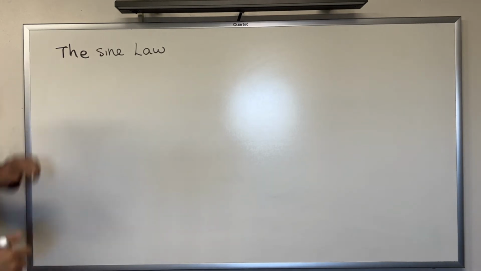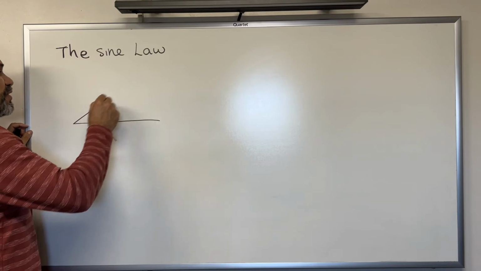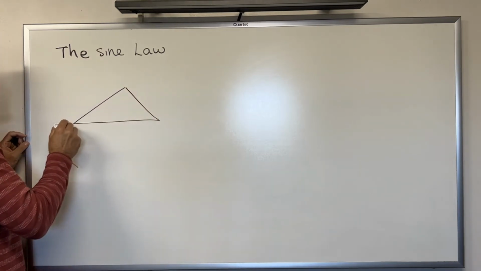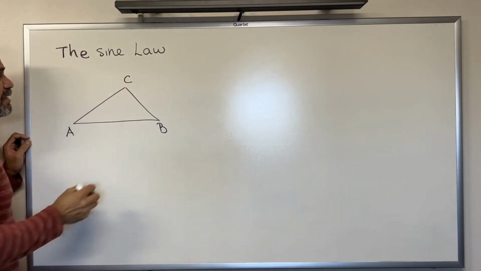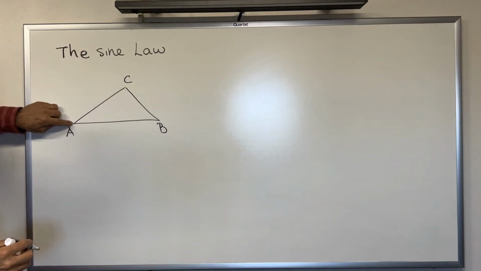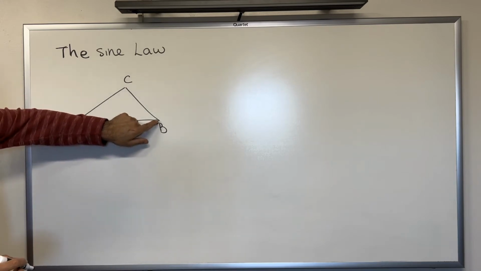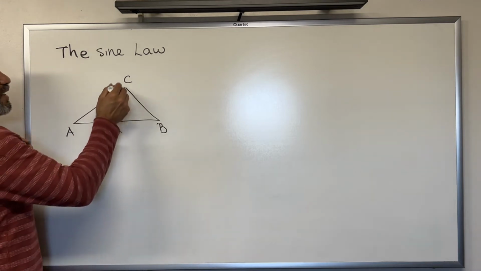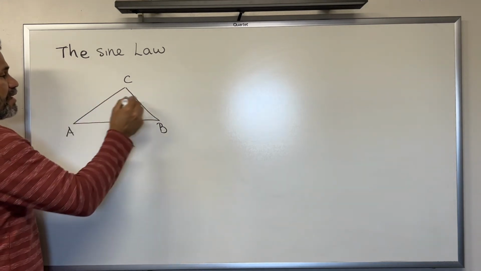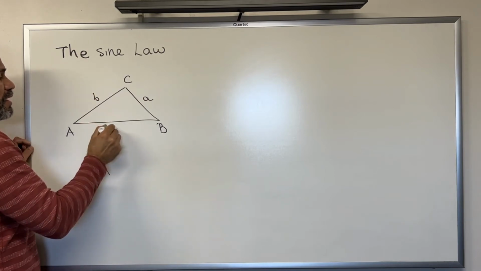Before we start explaining the sine law, it is important to know some notation. When we have a triangle, we denote the vertices with capital letters A, B, C, and this A not only denotes the vertex, but the measure of this angle. This B is not only the vertex, but the measure of that angle. And we denote the length of the sides by lowercase letters, like a, b, and c.